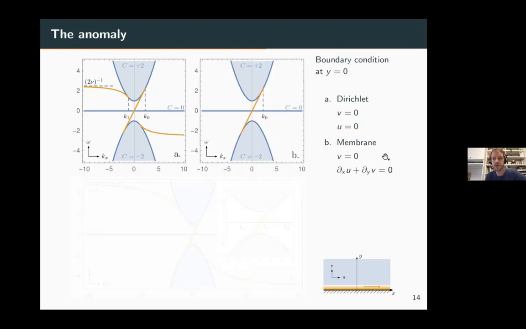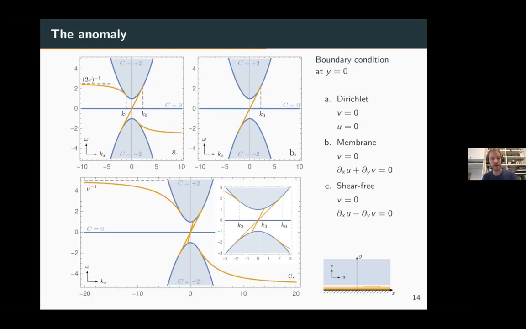The second condition is called the membrane boundary condition. So v is still 0, and then you have this mixed condition, dxu plus dyv is 0. And then if you solve the problem, one mode completely vanishes. And of course, we could say, well, maybe it's in the upper part of the spectrum because this band is infinite, but as you will see, it is not. It has really disappeared. And one goal of the talk is to explain why.